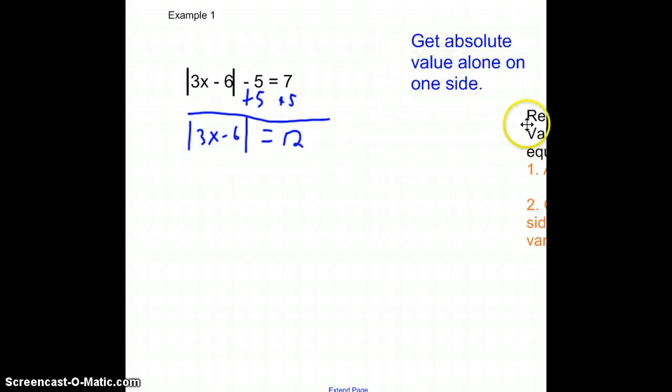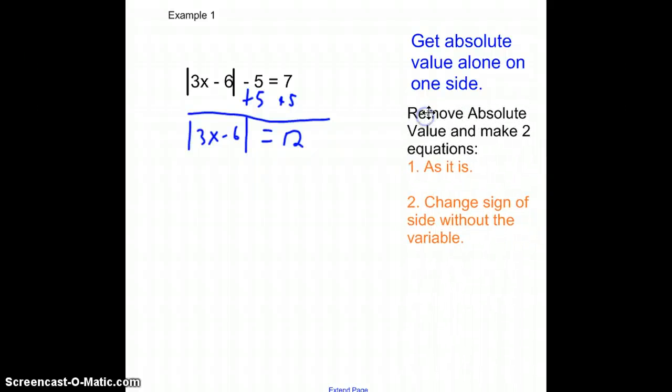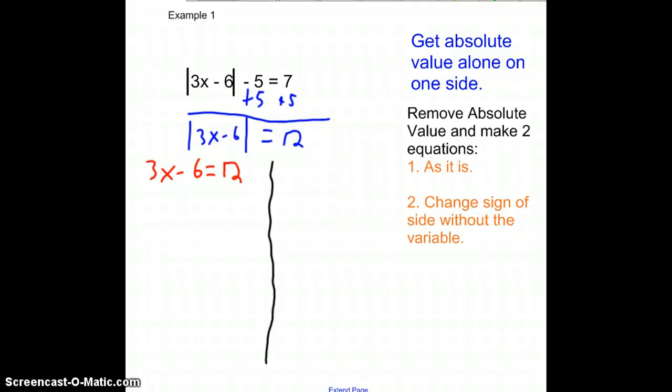Now we have the absolute value all by itself. The next step is we want to get rid of the absolute value. In order to do so, we're going to make two equations. The first one, we just write as it is, without the absolute value: 3x minus 6 equals 12. For the second one, we change the sign of the right side of the equation. So 3x minus 6 equals this 12, which we make into a negative 12.